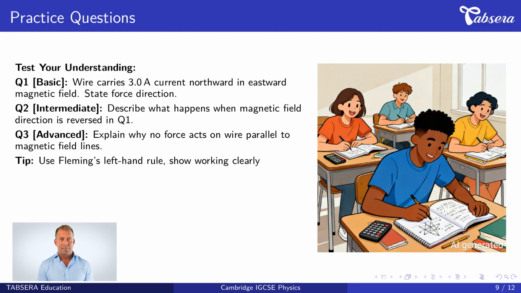Question 3 is advanced level. The question is, explain why no force acts on a wire when it is parallel to magnetic field lines. This tests your understanding of the perpendicular relationship between force, current, and field.